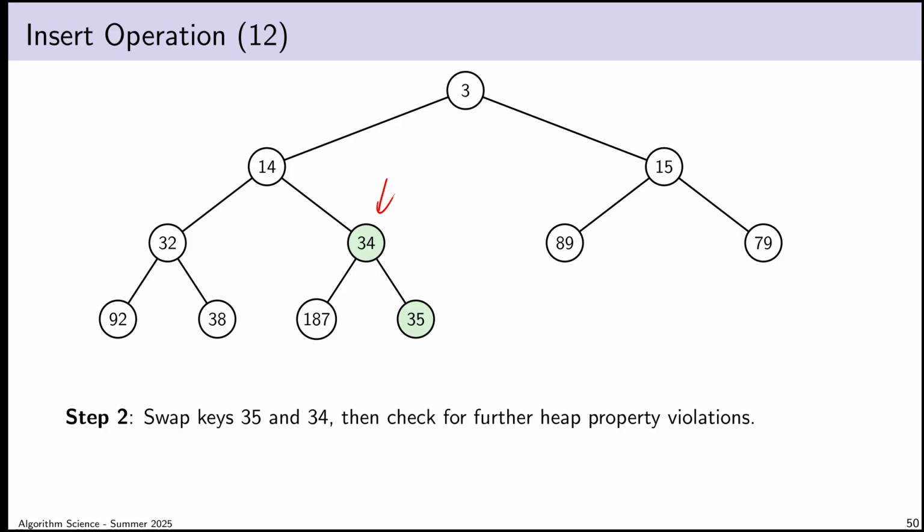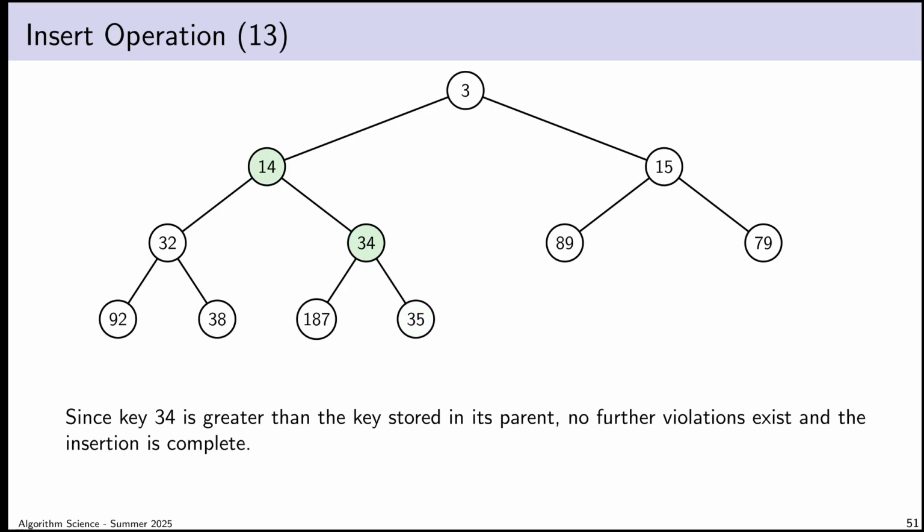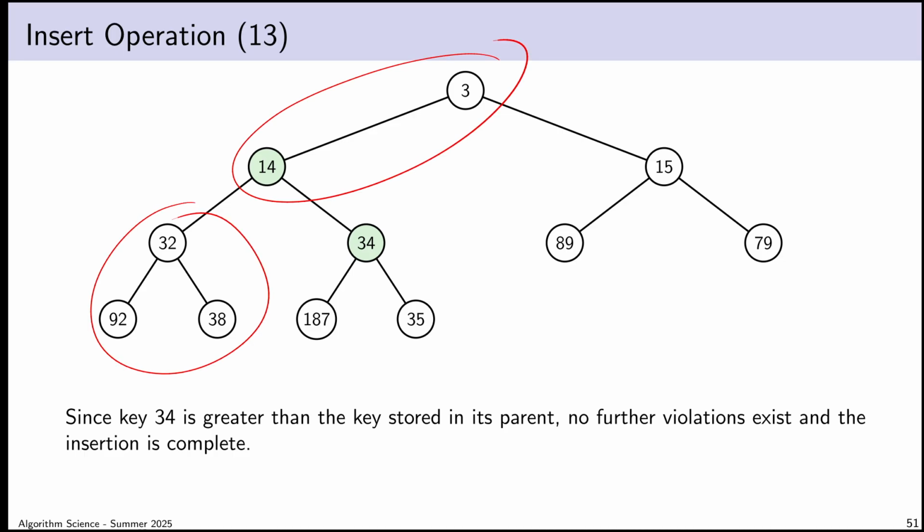But I noticed that 14 is less than 34, so therefore there are no further violations. There can't be, because the heap property holds above 14, it already did, and it holds below 14 on the other side. I don't really care about that, and so that means I'm now done. Okay, so that actually was a pretty lucky insertion as well.